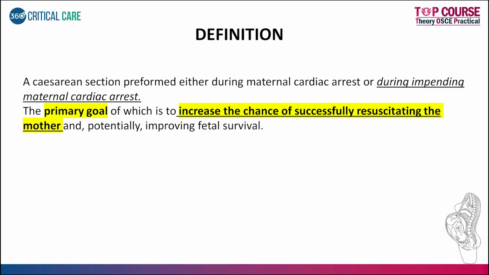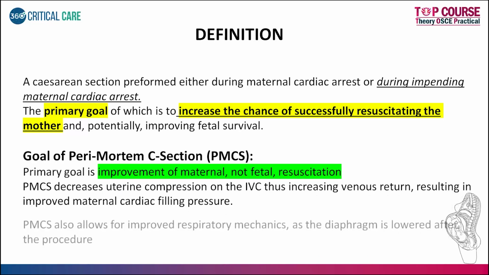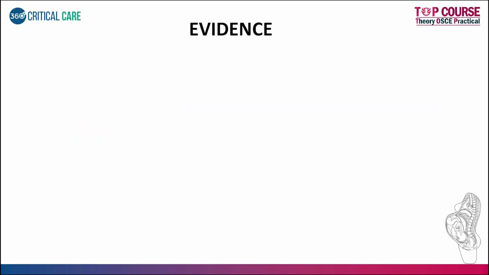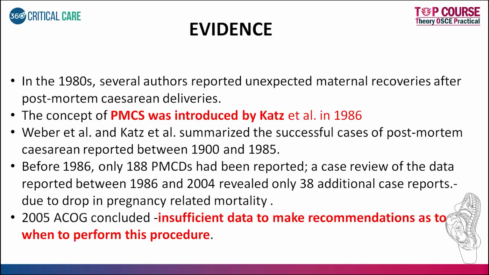It is only to improve the circulation and improve the chances of achieving ROSC. The whole gravid uterus might be one of the reasons why all this is happening, so that is one area we are looking at. Again, it is for maternal, not fetal, resuscitation. It offsets the compression of the IVC, helping the return of circulation. It also helps improve respiratory mechanics because the effect of the gravid uterus on the diaphragm would be lowered. This was actually introduced in 1986 by Katz et al.